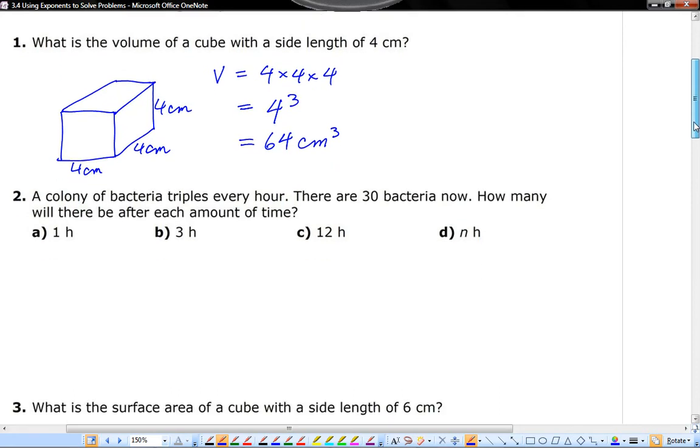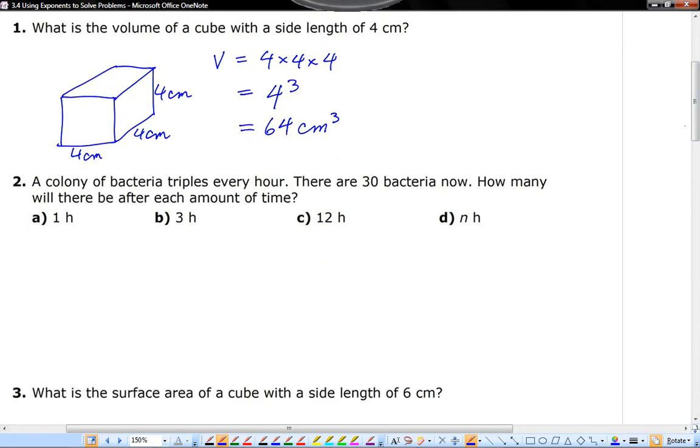In the second example, we are looking at a colony of bacteria that triples every hour. Currently we have 30 bacteria. How many will there be after each amount of time? So, after 1 hour there will be 30 times 3, which is 90 bacteria.